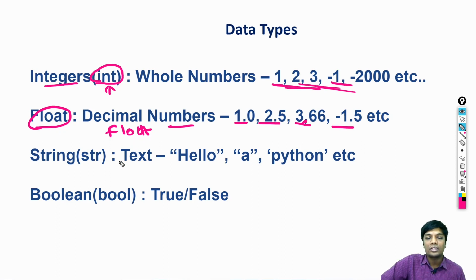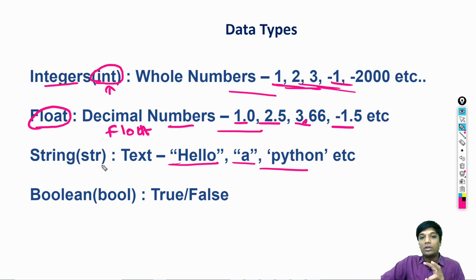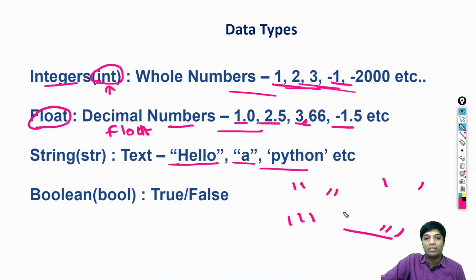Next. So this is how you'll be storing numbers, either whole numbers or decimal numbers, integers and float. Whereas if you want to store a string, or text or characters, for example, hello is a string, it's a text, or a is a character, or Python, it can be stored in a string. And remember, in Python, text is denoted in either double quotes or single quotes, or you can give triple quotes also. Triple quotes are for a multi-line text or multi-line string.